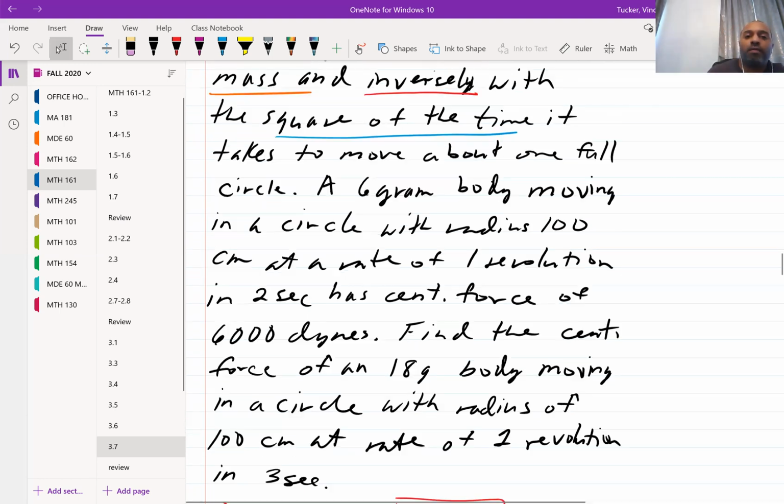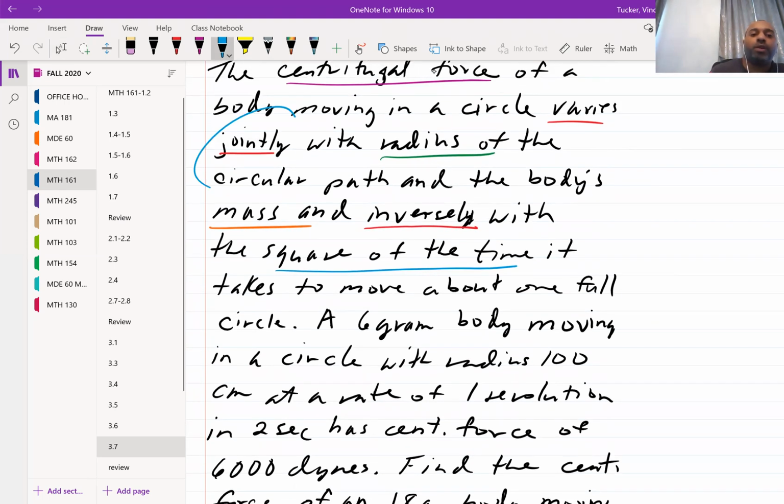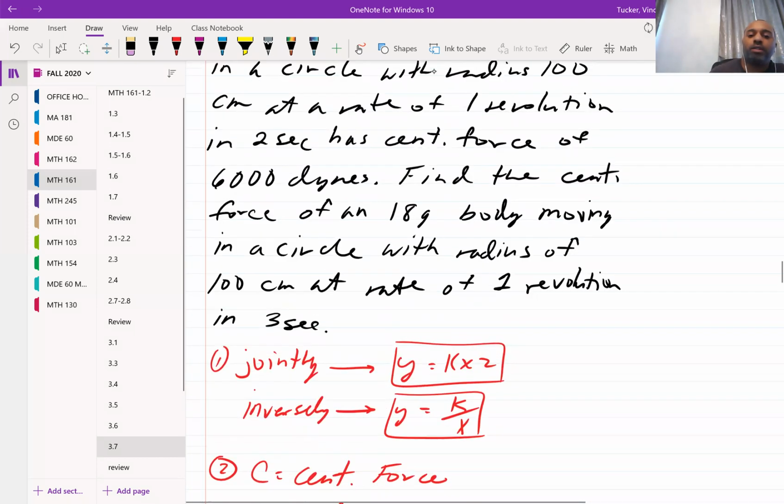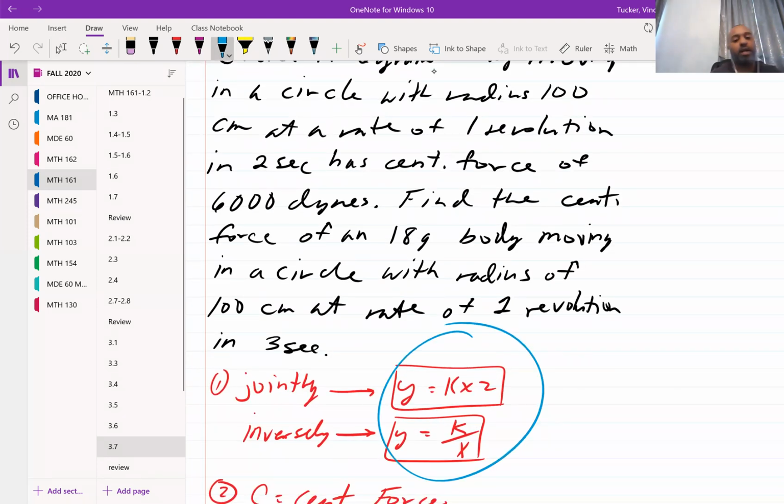And you saw that this varies jointly and it varies inversely. And so that's what we have here. We're going to have to combine the joint variation and the inverse variation.